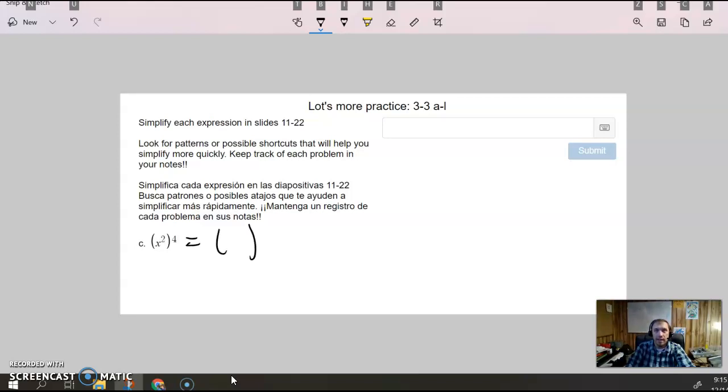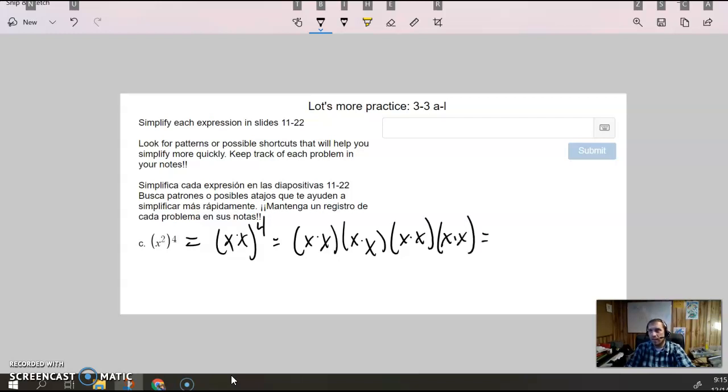What we have on the inside is x times x. All right, that's to the fourth power. Well, that means we have 4 of these expressions: x times x, x times x, x times x, and x times x. Well, we can count those up now, right? 1, 2, 3, 4, 5, 6, 7, 8, and we get x to the 8th. Do you notice anything when you look at 2 to the fourth power and how we get to 8? We'll look at that in class on Tuesday.